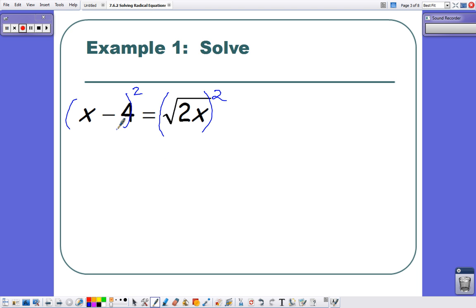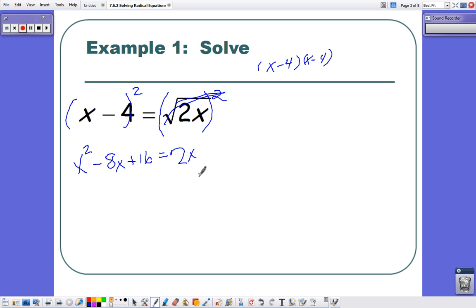Now on the left side of the equation, if you remember, this ends up being a perfect square trinomial. You can either go x minus 4 times x minus 4 and FOIL the problem out, or you can use your shortcut. x squared gives you x squared. The middle term is x times negative 4, which gives you negative 4x, times 2, which gives us negative 8x. Negative 4 squared gives us plus 16. Equals, remember the radical and the square root cancel each other out, and I get 2x.